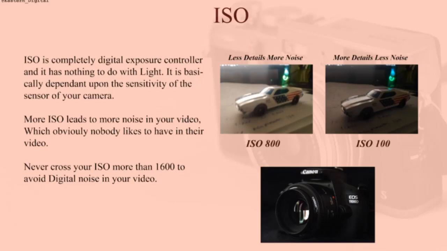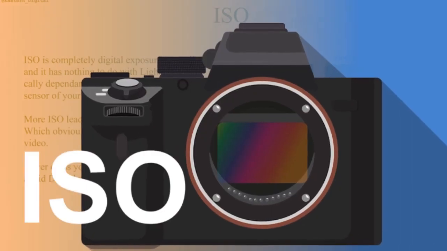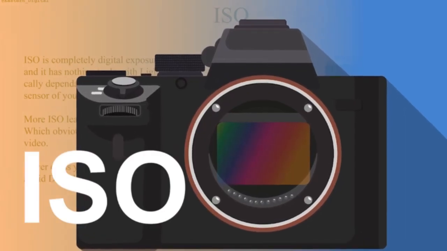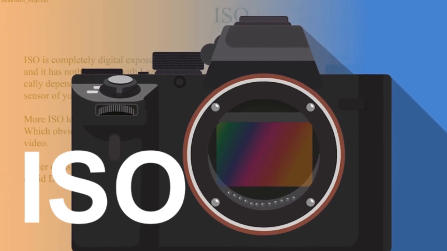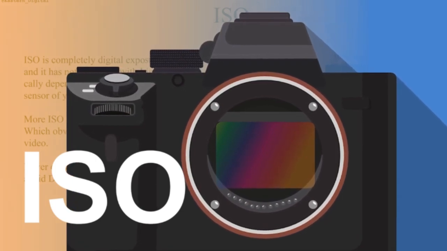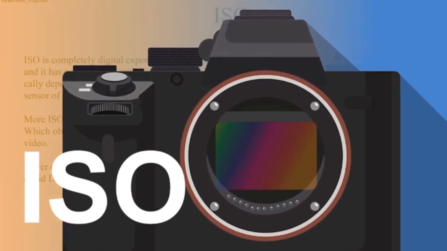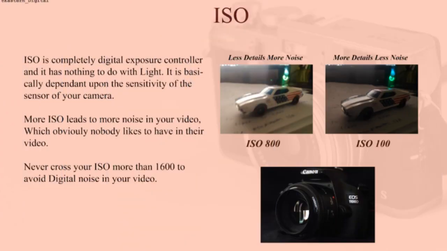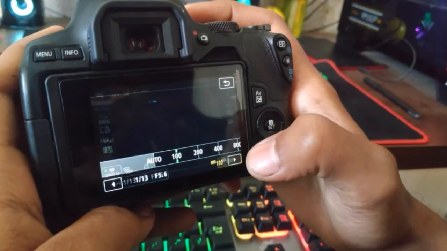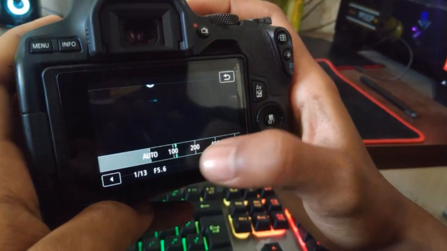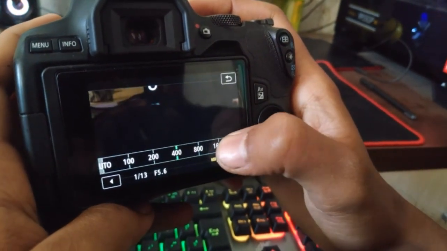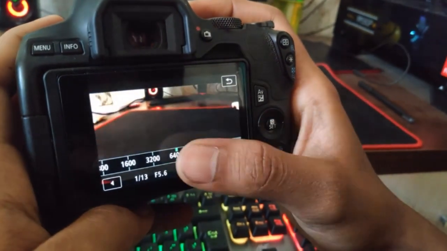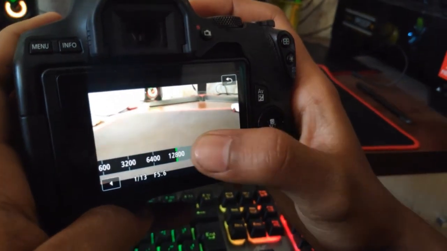Hi everyone, in this video we are going to learn about ISO as an exposure control. ISO is an exposure control which basically has nothing to do with your light, but it is completely dependent upon the sensitivity of your camera. ISO is a complete digital exposure control. Its value generally ranges from 100 to 6400, and on some more high-end DSLRs it's more.